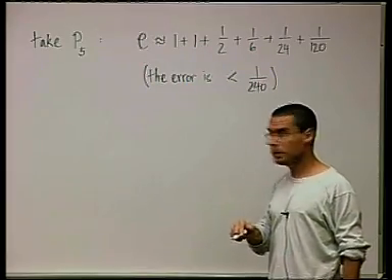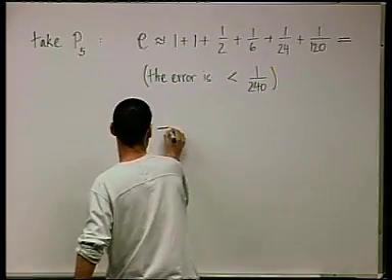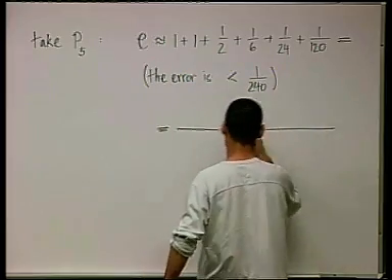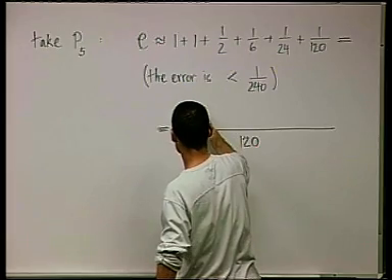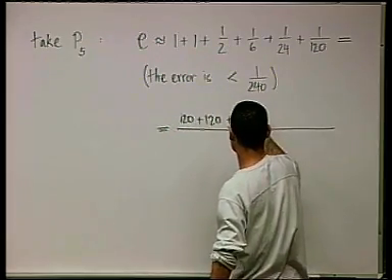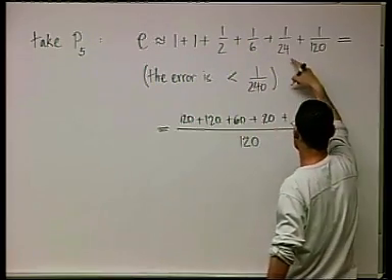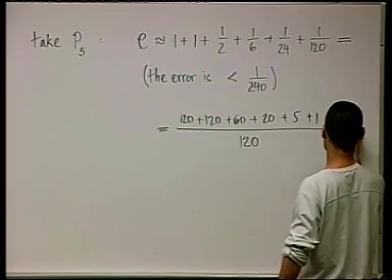Let's do it. Let's be calculators. So how do we actually find this? We have to do a common denominator of 120. So what do we have here? We have 120 plus 120 plus 60 plus 20 plus 5 plus 1. And now we can add these up.